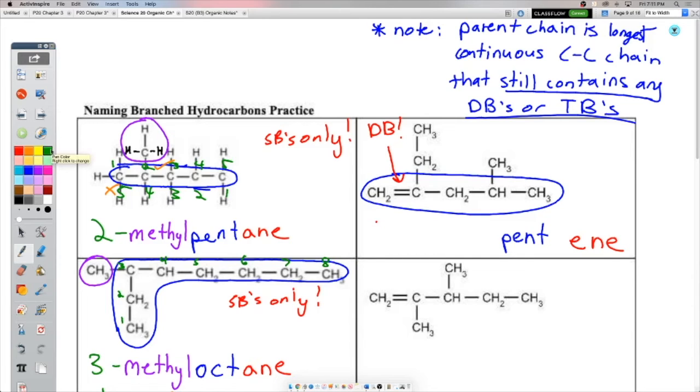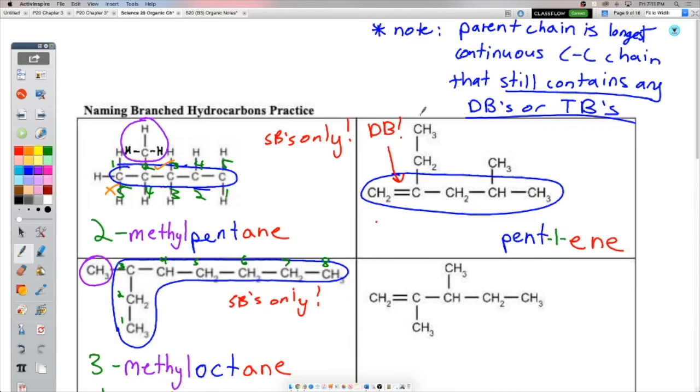Remember, we have to give the doubles or triple bonds the lowest number possible. So should we start down here at this end and call this carbon number 1? Or should we start down here at this end and call that carbon number 1? Right, we should start down here because then we can make it pent-1-ene. It doesn't get any lower than 1, right? Okay, perfect. All right, so there we go. We've covered that there are 5 carbons in the parent chain. We've covered that there's a double bond on the first carbon.